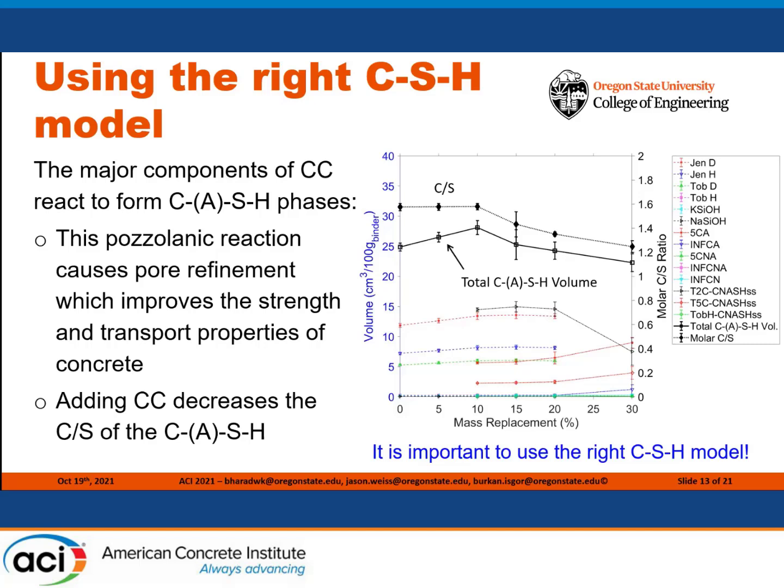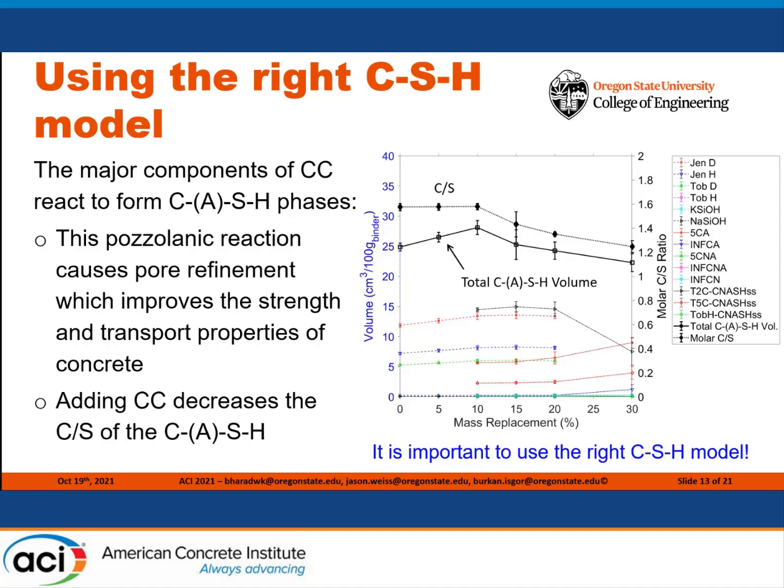This is because the major components of calcined clay, which are silica and alumina, react to form calcium silicate hydrate and calcium aluminate silicate hydrate phases. This pozzolanic reaction causes the pore refinement, which changes the pore volumes, as well as improves the strength and transport properties of concrete. Adding calcined clay also decreases the calcium to silica ratio and increases the uptake of alumina in the calcium silicate hydrate. So it's very important to use the right CSH model from the thermodynamic databases that are used.